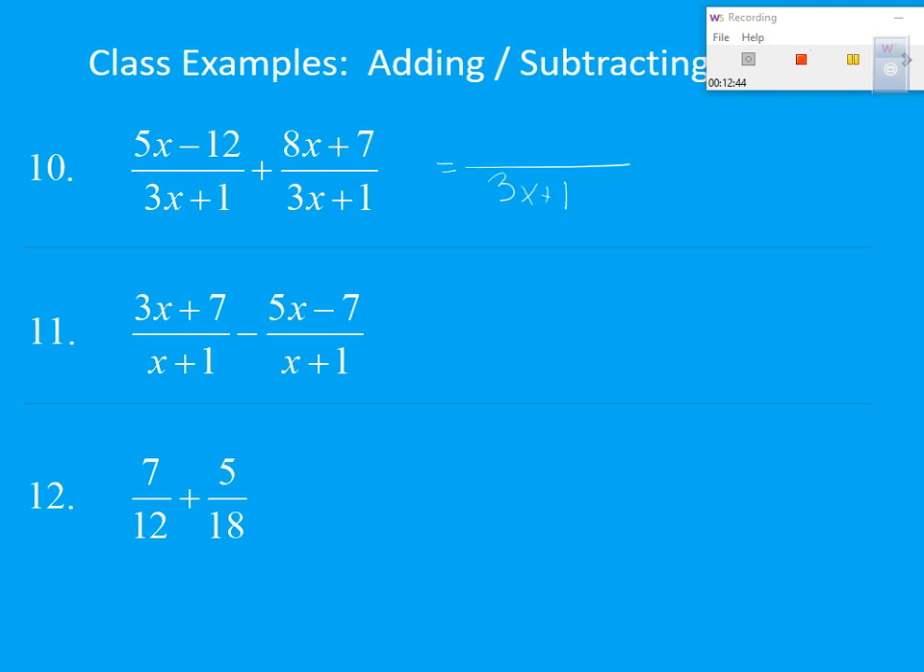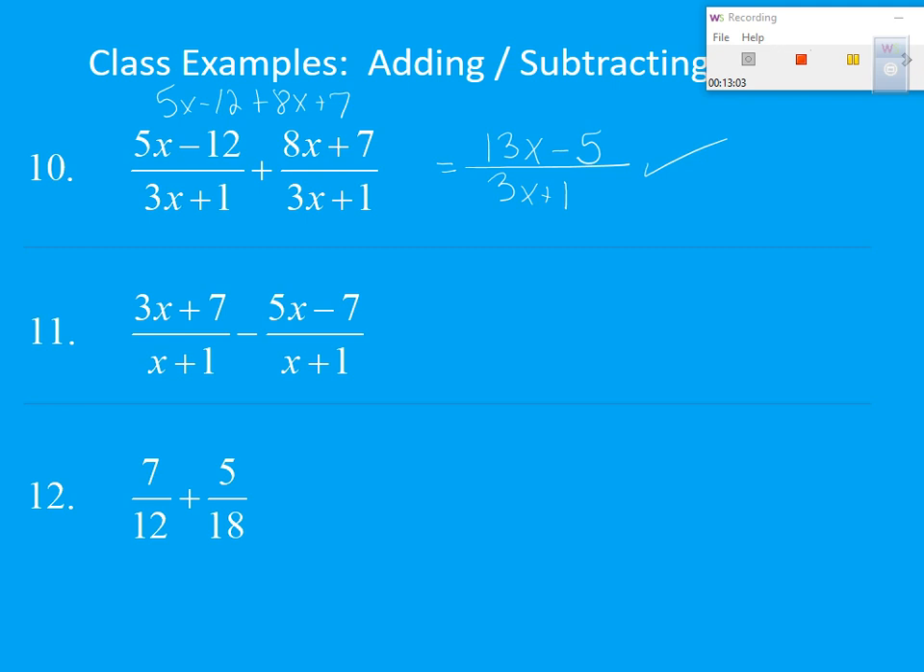So my denominator is 3x plus 1. My numerator, I'm going to take 5x minus 12 plus 8x plus 7. So it looks like I will get 13x minus 5. That's your answer. You can't factor it. You can't simplify it. Leave it alone.